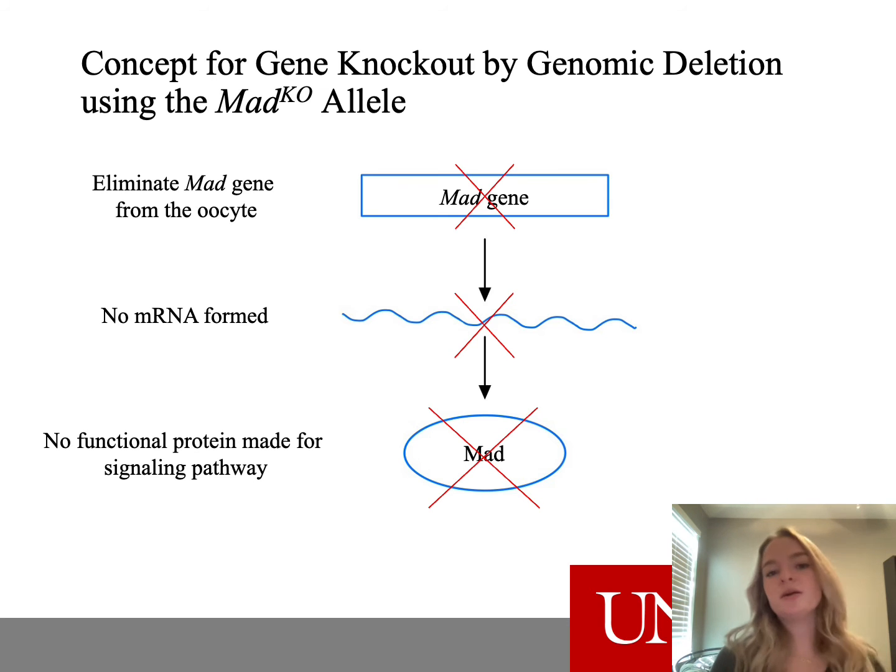Now, a more definitive method to eliminate MAD from the embryo is what is known as a gene knockout. And this method wasn't available for Dr. Evers, but it's available now thanks to Dr. Sheila Mosali in our lab, who created a MAD knockout allele. Now, what this does is eliminate the MAD gene in its entirety. So no mRNA can be transcribed, and therefore no protein can be translated because there's not even a gene to work with in the first place.